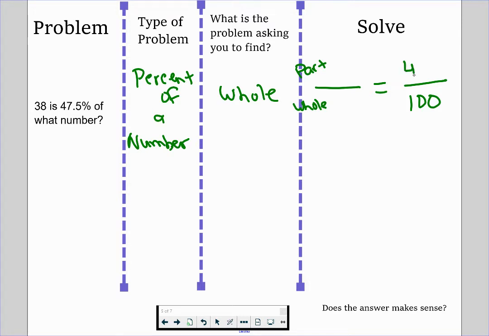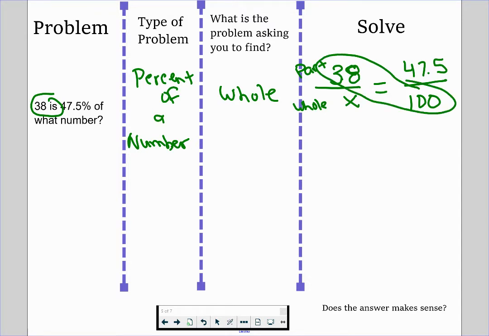So I know my percent, so I'm going to put that in there. And the part that gives us a clue word is that 38 is our part. And I am missing the whole. So for this, I would probably do cross multiplication. So I'd multiply 38 times 100, which is 3,800, and then I'd divide it by 47.5. So I'd get that X is 80.